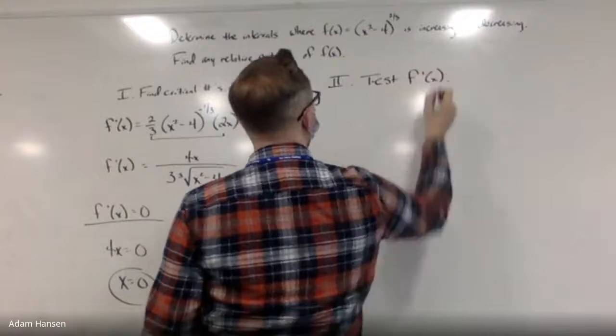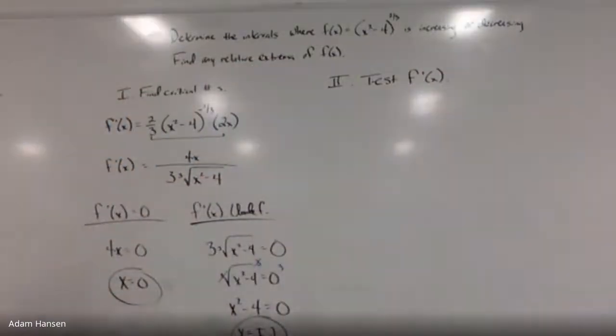So in part 2, let's test f prime of x. I want to see within these intervals, is the derivative either positive or negative? If the derivative is positive, what does that tell me about my function? If the derivative is positive on a given interval, it's going which direction? Increasing or decreasing? If the derivative is negative, it's just going down.